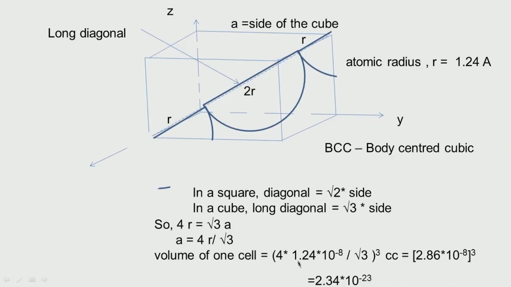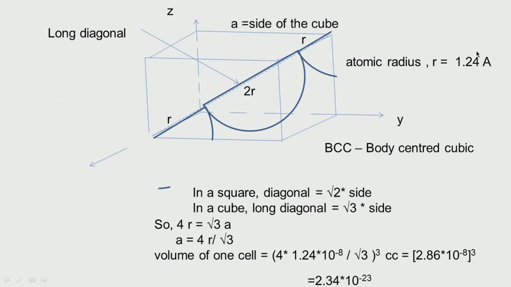Now, if you want to look at the volume, use geometry here. If you take the long diagonal, there is one central atom and then 2 atoms placed on the corners. So, that central diagonal will be 2R plus R plus R, 4R. And in school, we must have studied that for a cube, the long diagonal is square root of 3 into side, that is A. So, 4R is equal to square root of 3 A. So, the volume of one cell is A into A into A, which is 4R divided by square root of 3 raised to the power 3.